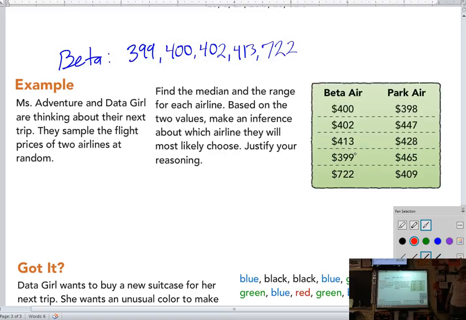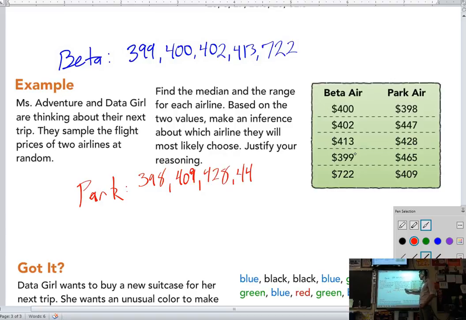Ella, can you put these in order for me? Good. For Park Air, just put them in order. 398, and then 409. Okay. And then 428. 447. And 465.